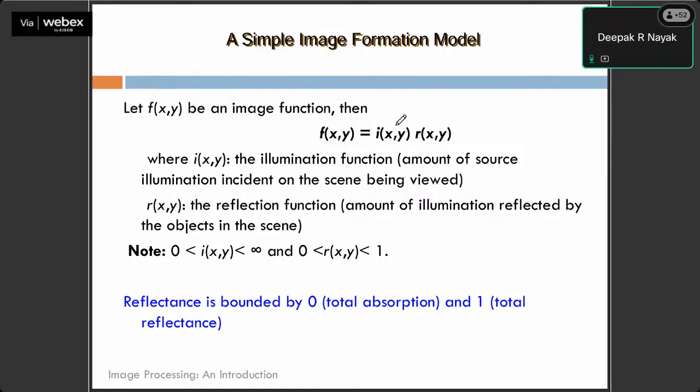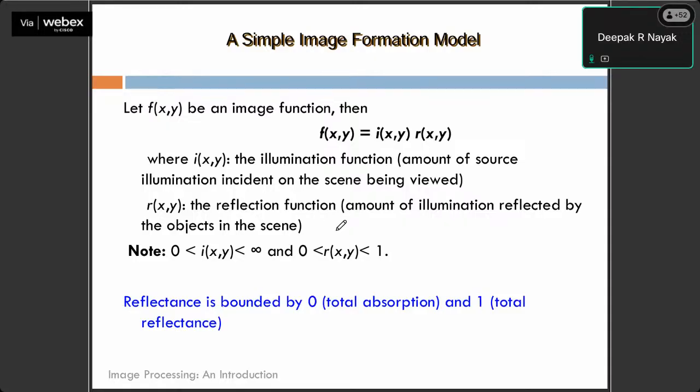What is i of xy here? f of xy is nothing but the image. i of xy is the illumination function, the amount of source illumination incident on the scene being viewed. This is the amount of light that falls on the object. i of xy ranges from 0 to infinity. We are now talking about the continuous image, because whenever we take an image, it is continuous in nature.